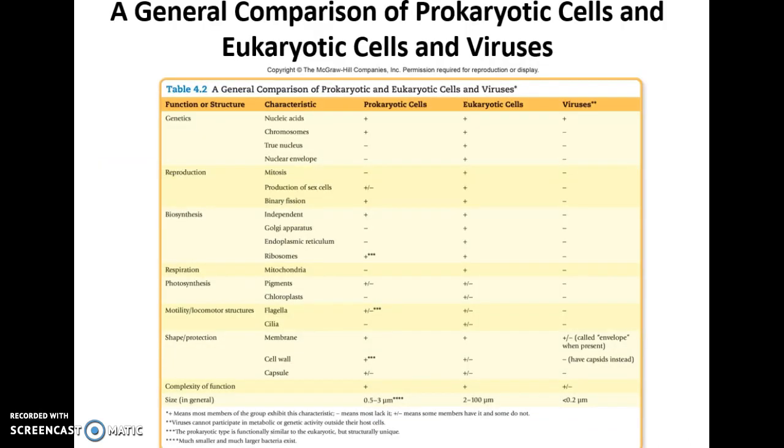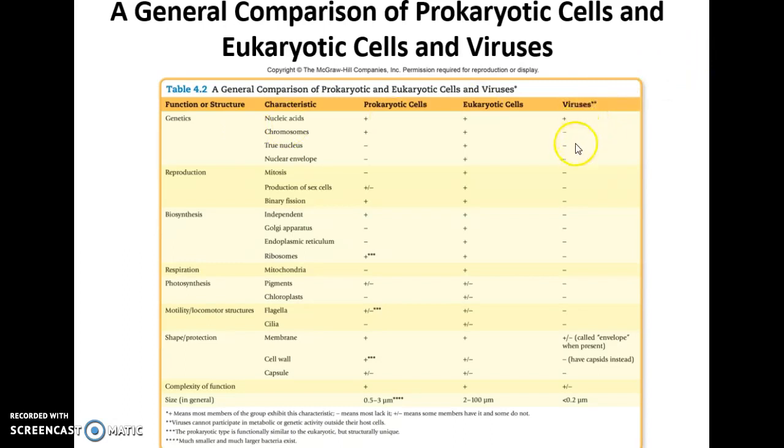All right, then the last slide for this section is just looking at table 4.2, and it's a general comparison of prokaryotic cells to eukaryotic cells, and then also including viruses. And there are different features that can differ between those three groups of entities.